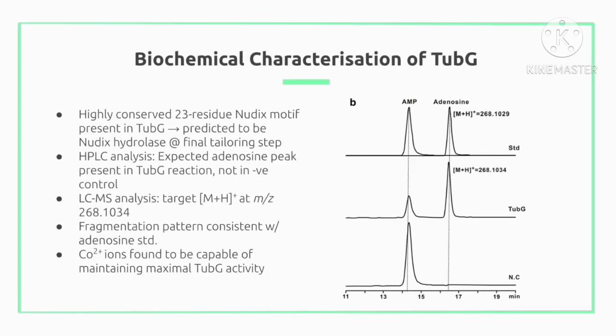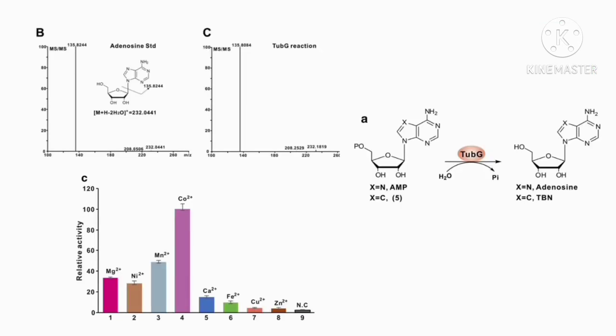And Tub-G contains a highly conserved two-residue Nudix motif, meaning it is predicted to be a Nudix hydrolase, catalyzing the final tailoring step in TBN biosynthesis. HPLC analysis indicates the presence of the expected adenosine peak in the Tub-G reaction, but absent in the negative control. LC-MS analysis shows the presence of target M+H ion at the 260.1034 mark, and the fragmentation pattern is consistent with those of adenosine standard. And furthermore, cobalt ions were shown to confer maximal activity of the Tub-G enzyme.